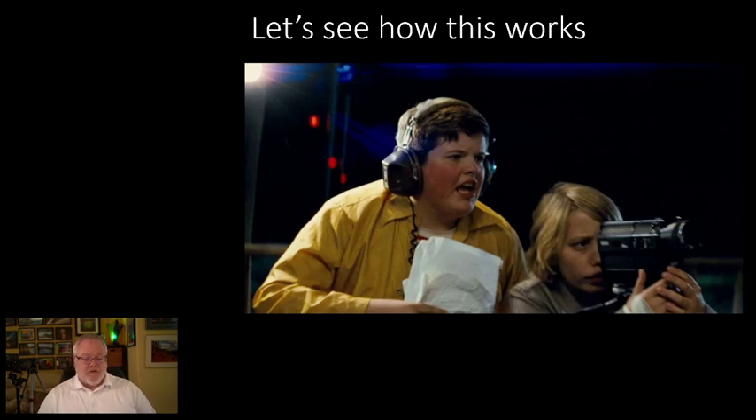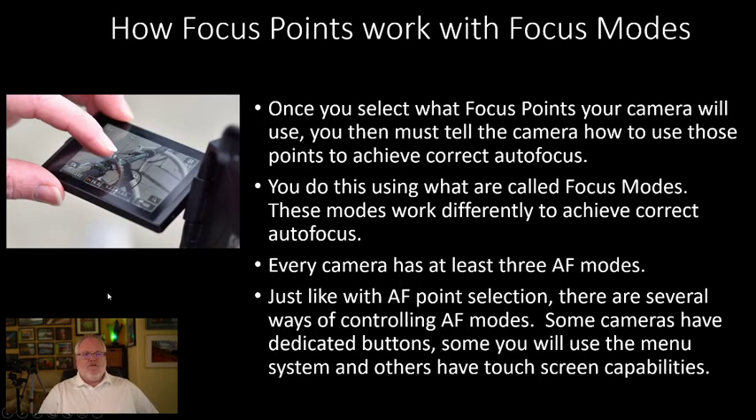Okay, let's now talk about focus modes: how focus points work with focus modes. Once you select what points your camera will use, then you must tell the camera how to use those points to achieve correct autofocus. You do this by using what are called focus modes. These modes work differently to achieve correct autofocus. Every camera has at least 3 autofocus modes. Just like with autofocus point selection, there are several ways of controlling them. Some cameras have dedicated buttons, some cameras use the menu, and others have a touchscreen capability.